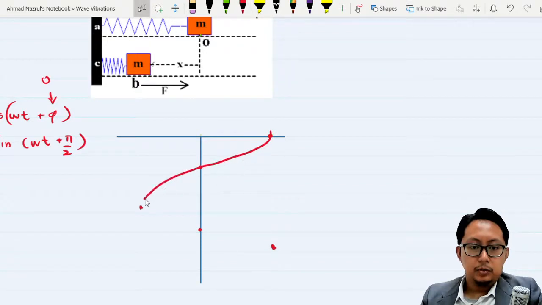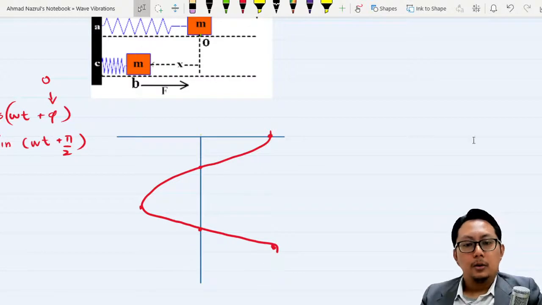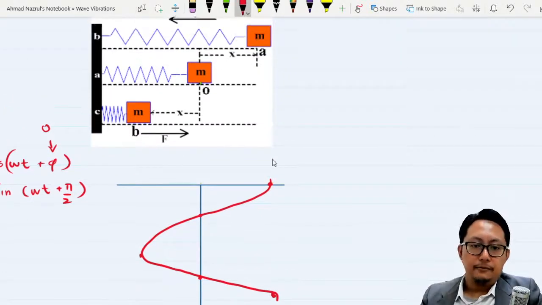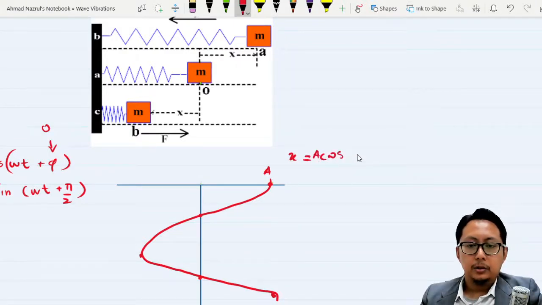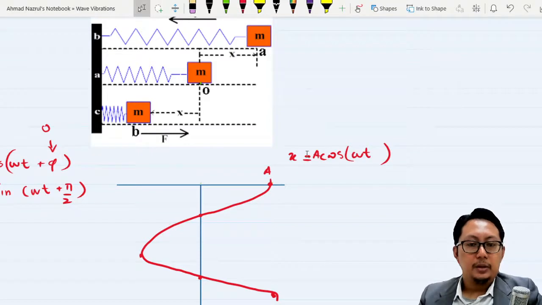So this will create the cosine graph. x equal to A cos omega t, and the phase angle will be 0. So that will be the relation between the rotational, cos omega t, with the pendulum and the mass spring system.